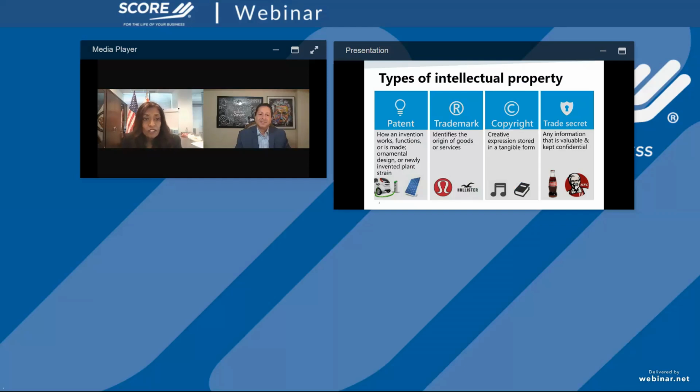And I'm going to just briefly go over that. So one is patents. And as Brian said, I am the Commissioner for Patents, so this is my main area. Patents relate to how an invention works, functions, or is made. It also relates to ornamental design, and we also have newly invented plant strains.